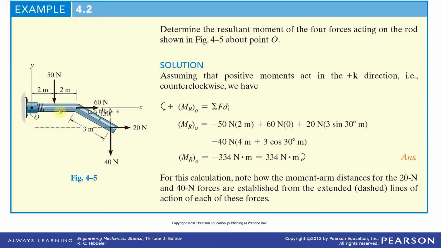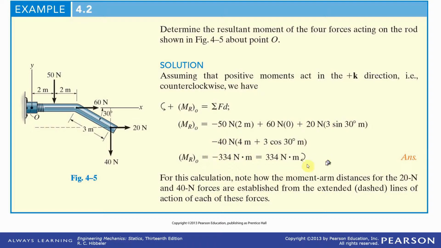The line of force of the 60 newtons intersects with the O, the point we're calculating the moment about, and so that would give you 0 newtons. The 20 newtons, positive x, 3 meters, sine of 30. And it tends in the counterclockwise direction, so it's positive. And finally, the 40 newtons, negative y direction, and it has a positive x lever arm.